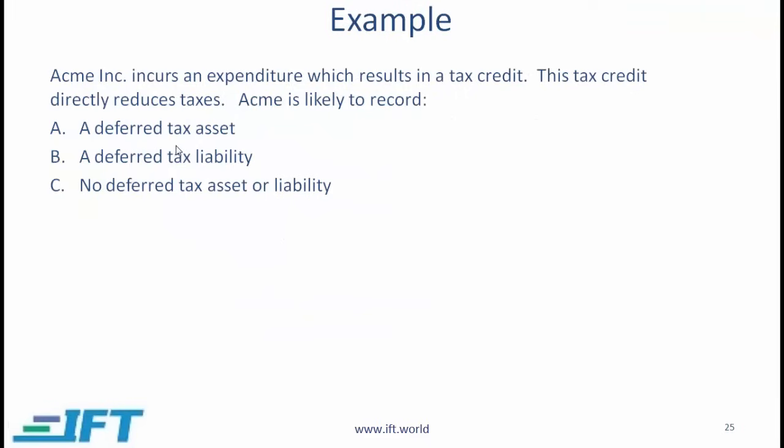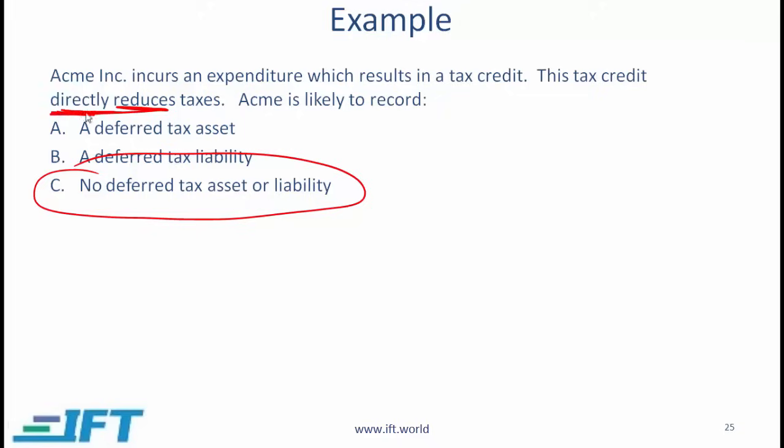Do this question now. Here is what you need to note. So Acme incurs an expenditure which results in a tax credit. This tax credit directly reduces taxes. What is Acme likely to do? The correct answer is no deferred tax asset or liability. And this is a trick question, and I am doing this with you so that you do not fall for this on the actual exam.